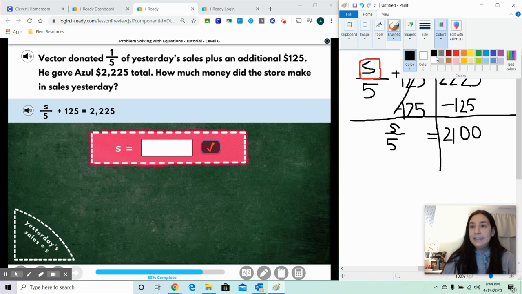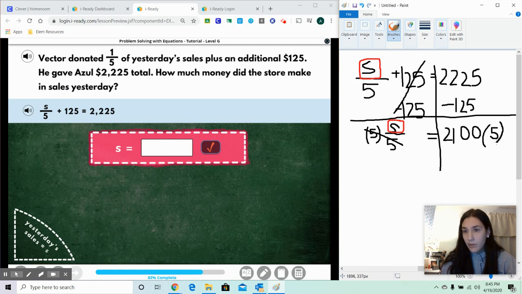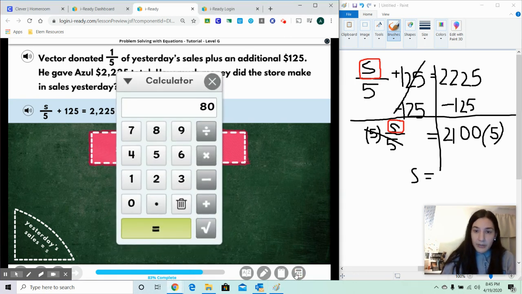Now, that S is still not alone. It has a divided by 5 attached to it. So in order to get it alone, we have to do the inverse of division, which would be multiplication. So we're going to divide by 5. Oh, multiply by 5, excuse me. Multiply by 5 on both sides. Okay, now we're going to get our grand total for S, which we can pull up our calculator to double check that our math is right.